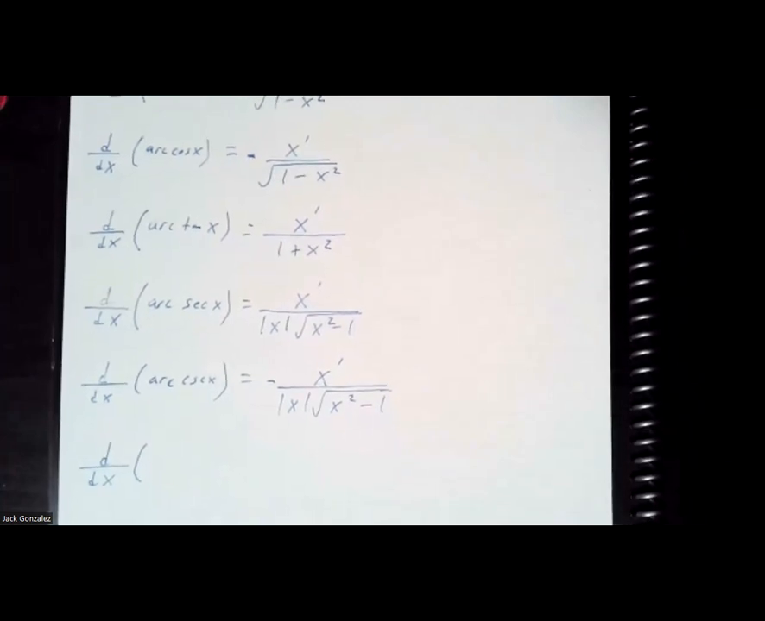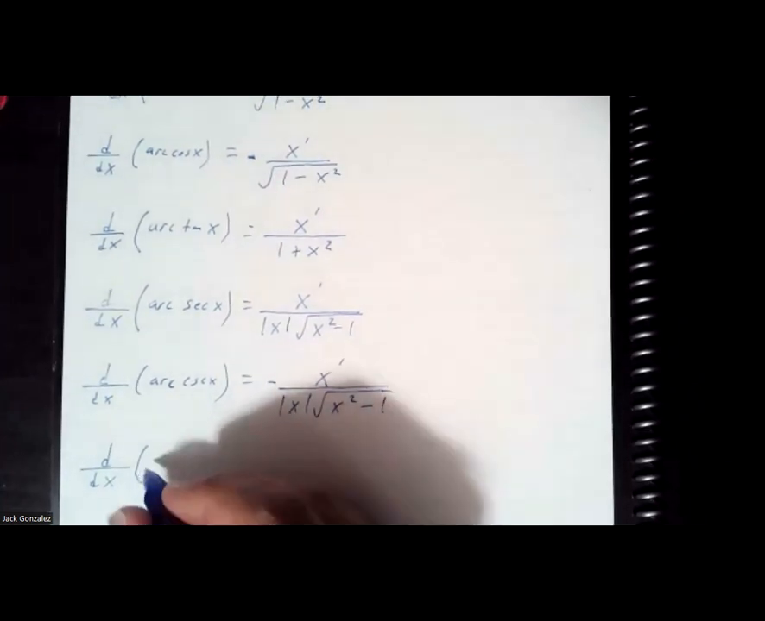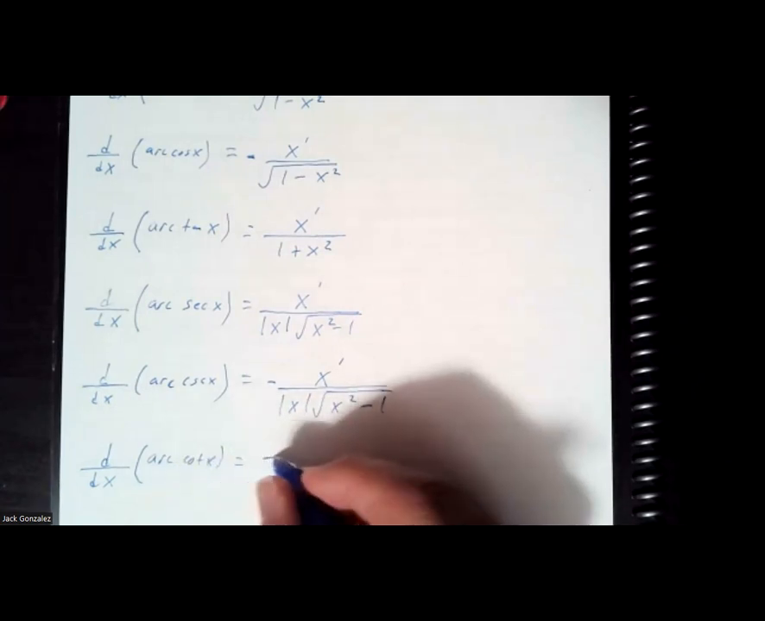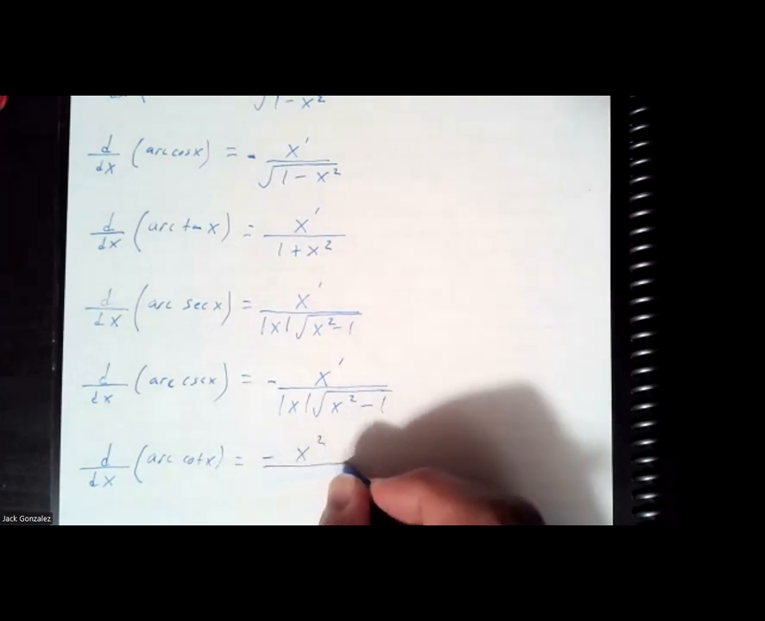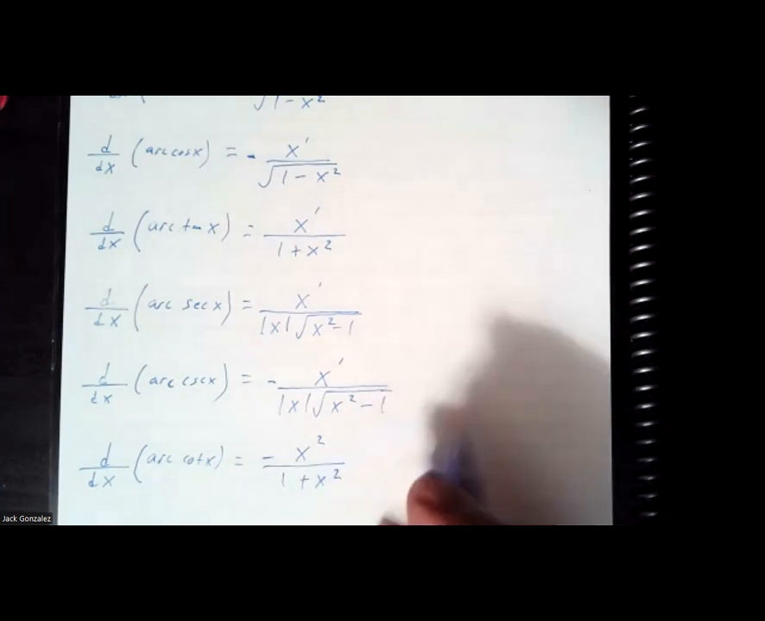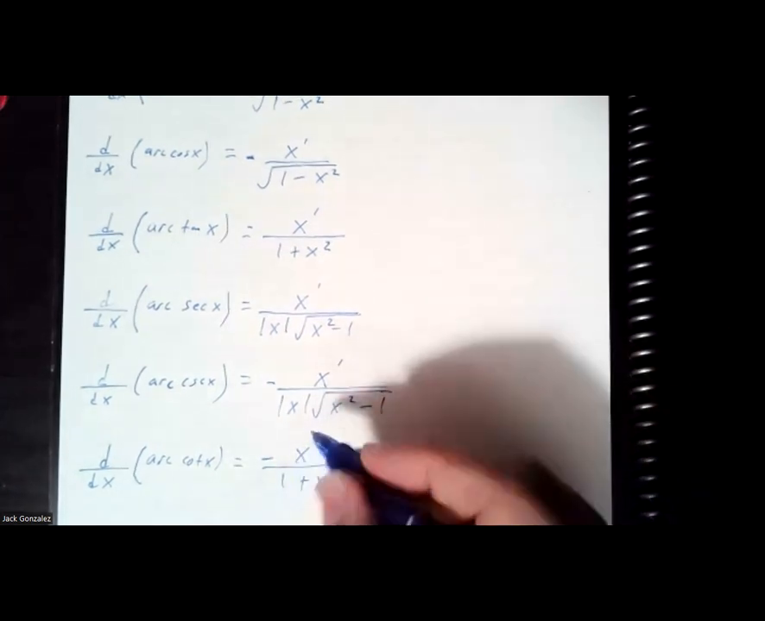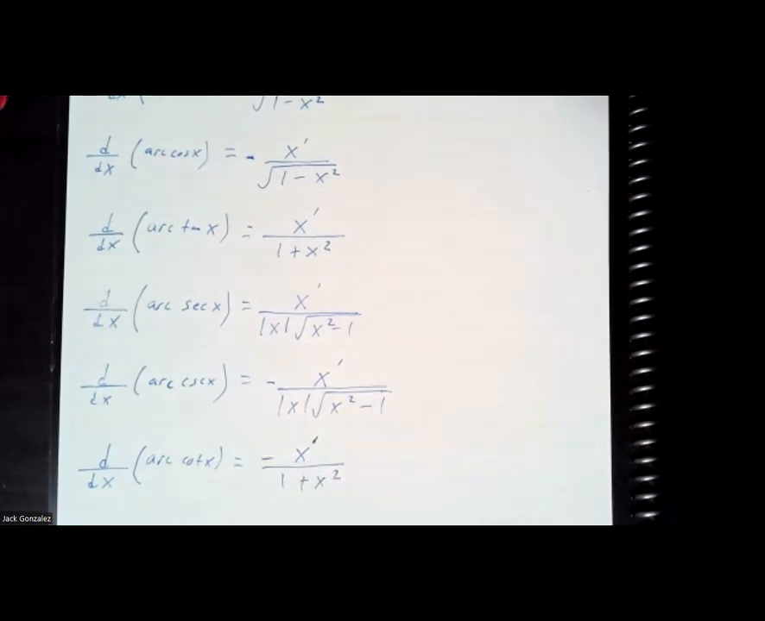Can you move the paper up? Oh, yes. Thank you. Arc cotangent will be the same as tangent except with a minus. Oops, it should be a prime. Okay, got them all. All right then.